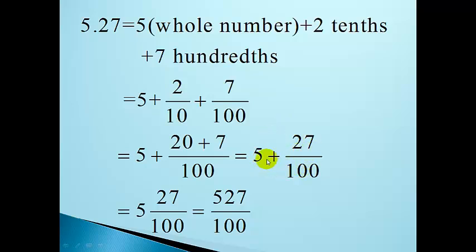Now when we simplify 5 plus 27/100, we have 5 whole number, 27 divided by 100. This is a mixed fraction. So let's convert this to an improper fraction. Now how do you convert this? 100 times 5 equals 500, and 500 plus 27 equals 527, divided by the denominator of the fraction, that is 100. So this is equal to 527 divided by 100.